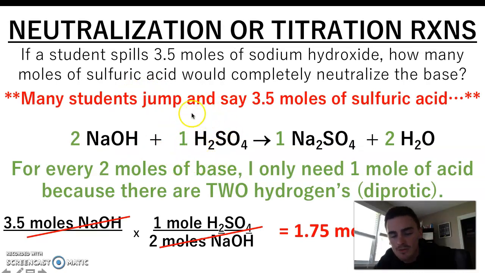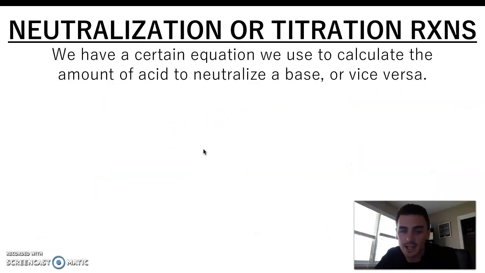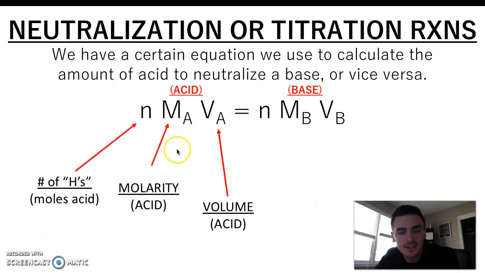For every mole of sulfuric acid I have, I produce 2 moles of that hydrogen ion. So I always teach that this little n right here stands for the number of H's that you have. So if we're talking about HCl, n is 1. If we're talking about H2SO4, there's 2 of those. So that's where that coefficient will come into play.